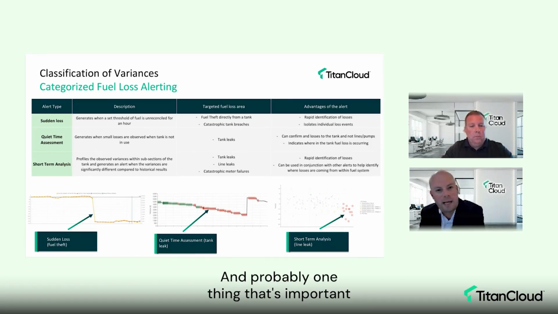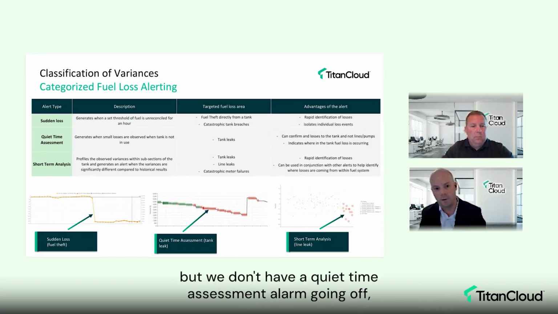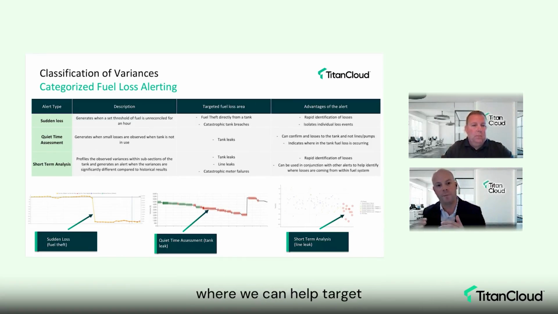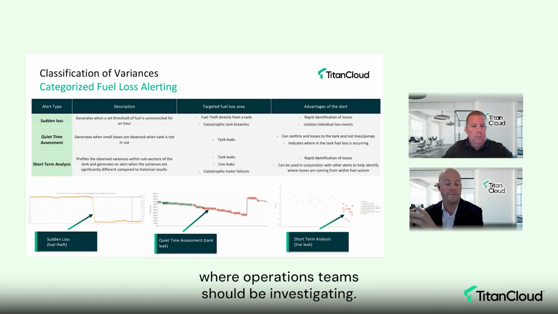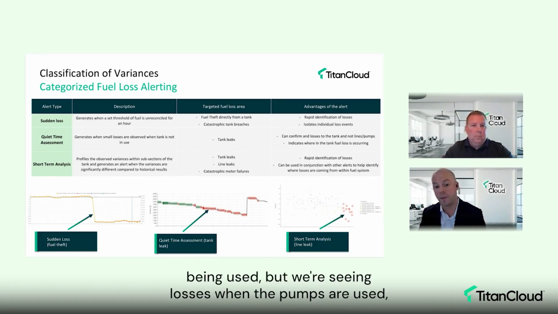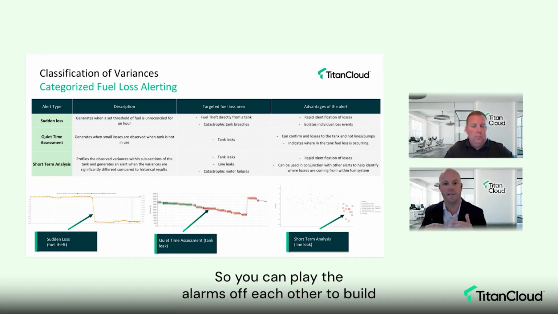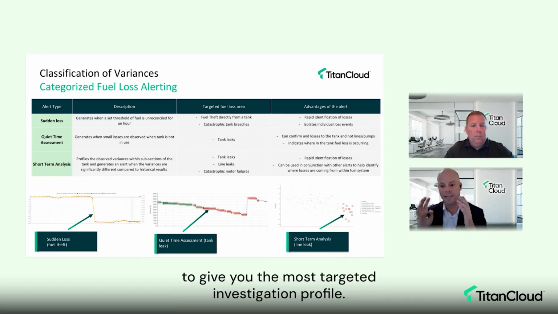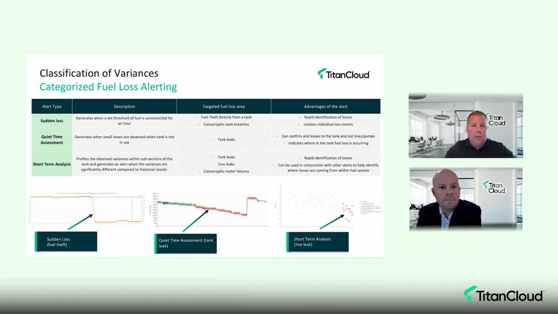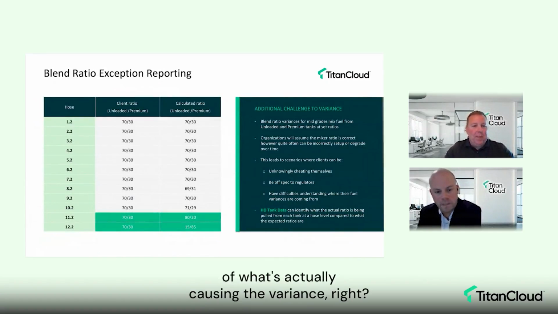And probably one thing that's important with these types of alerts is they work off each other. So if we have a short-term analysis alarm going off because we have seen an increase in losses, but we don't have a quiet time assessment alarm going off, we can help target where operations teams should be investigating. Because if we can be sure that there's no fuel leaving the tank when the pumps aren't being used, but we're seeing losses when the pumps are used, it's most likely that we're seeing an issue with either a line leak or a meter. So you can play the alarms off each other to build and customize your workflows to give you the most targeted investigation profile. Absolutely. So get very granular on the visibility of what's actually causing the variance, right? Yeah, exactly.